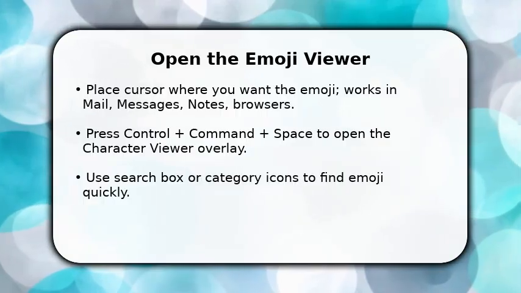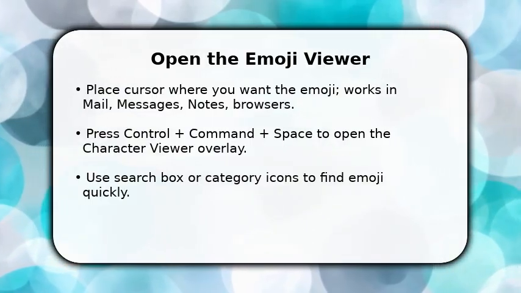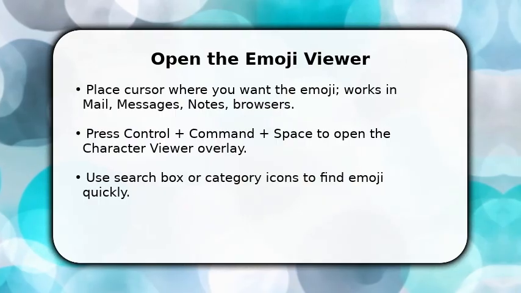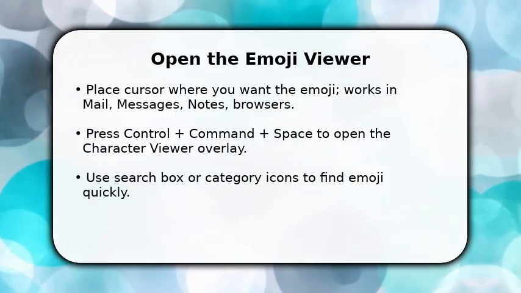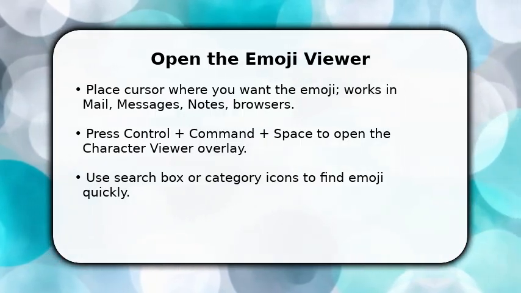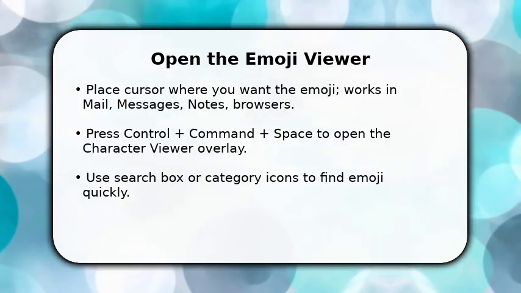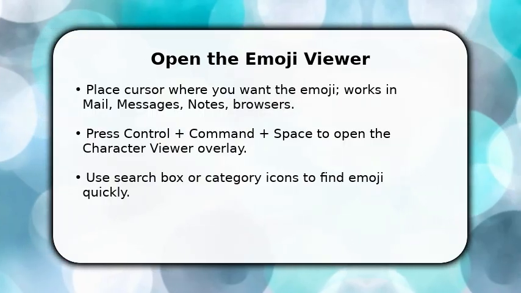You start by placing the cursor in the text field where the emoji should appear. Once done, press Ctrl plus Command plus Space to open the character viewer overlay. This is faster than navigating menus. You can type a word like heart or coffee into the search box to filter results, or tap category icons on the left to browse.